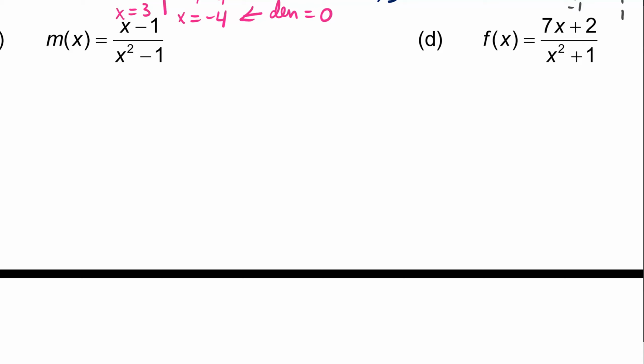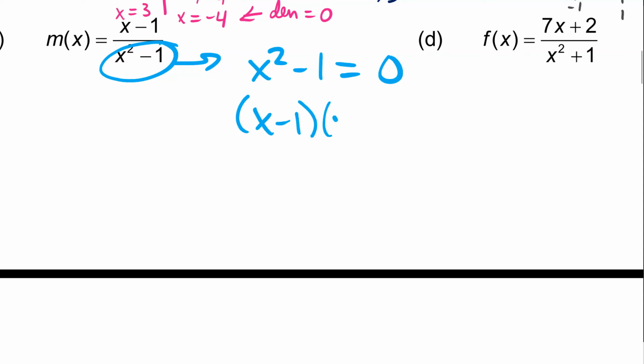So we're only dealing with domain right now. We haven't touched vertical asymptotes or holes. Later, the top will actually come into play a little more, determining whether it is a vertical asymptote or just going to be a hole. So we're only looking at the bottom right now. I could even black out the top because I only want to know where x squared minus 1 equals 0.